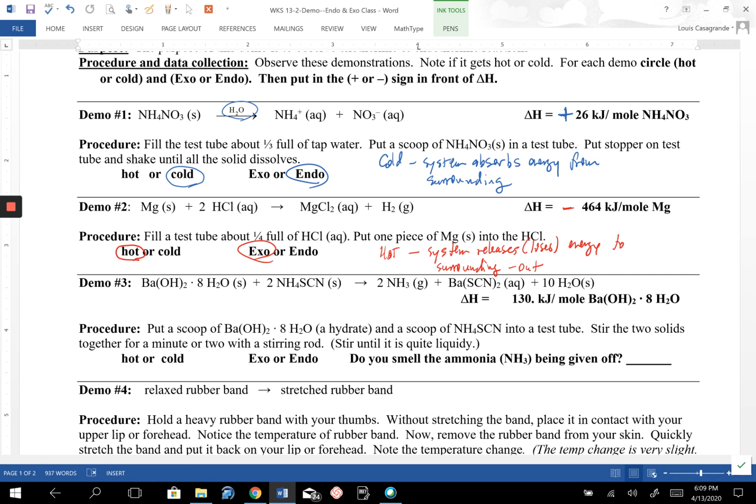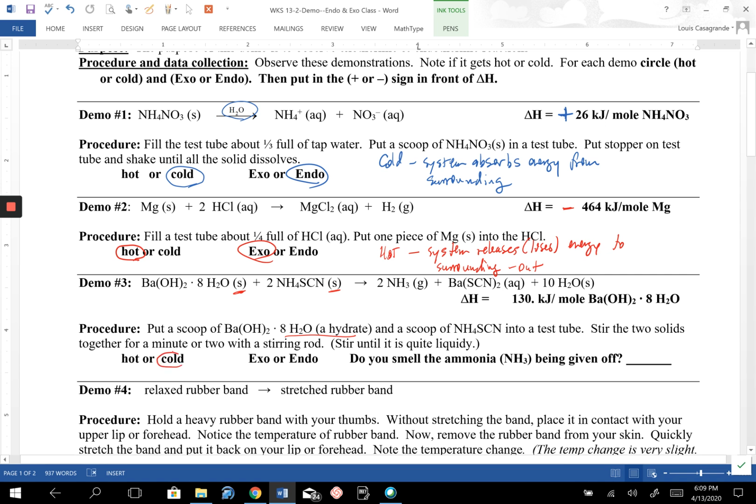Demo number 3, this is kind of a fun one to do. And Dr. Don Showalter in our video had a lot of fun with this one. Whoa, look at that. This was when he mixed the two solids. So the barium hydroxide, which was a hydrate, is a solid, and the ammonium thiocyanate was also a solid. We mixed them together and stirred it, and it got really, really cold. If we had this in class, we would see it gets down to about negative 20 Celsius, about 0 degrees Fahrenheit, if you want to look at that.